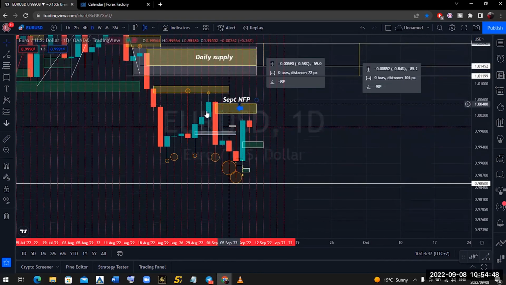This is where price is right now. I don't want to sell, don't want to do much, right? But it could work. Please note it absolutely could work. And then there is the better daily supply, right?